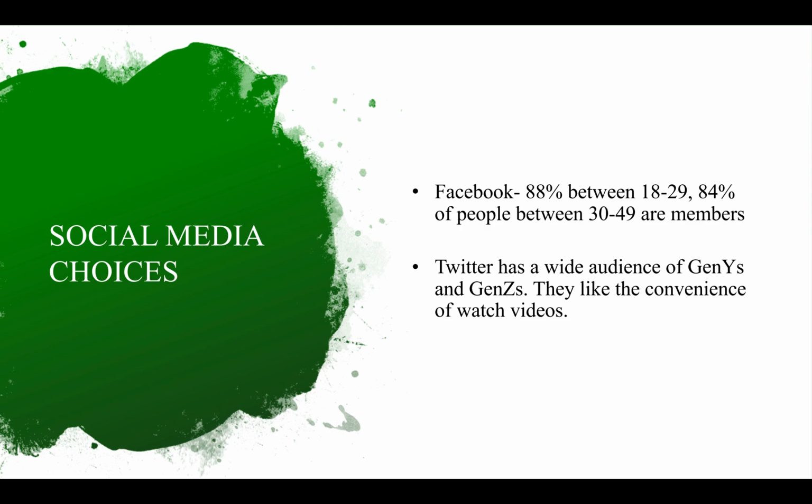The social media choices that we will be focusing on in this campaign are two of them. Facebook, simply because Facebook commands a large population group for our target population. 88% of its members are between 18 and 29, and 84% of the people between 30 and 49 are members of Facebook. Secondly, we will be utilizing Twitter. Twitter has a wide audience of Gen Ys and Gen Zs, and they appreciate the convenience of watching videos and educational information that is provided via Facebook and Twitter.